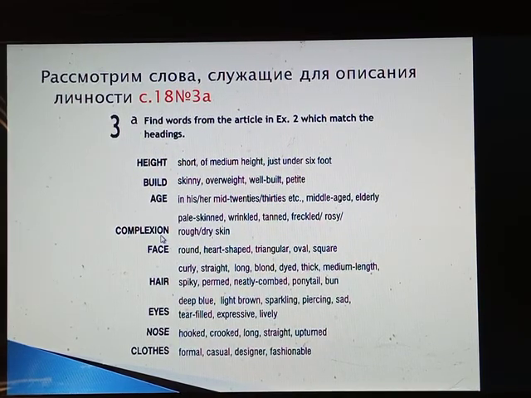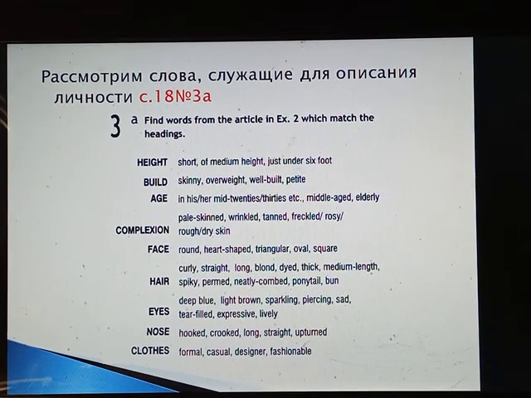Complexion. Don't mix with the Russian word. We speak about face. Pale-skinned, wrinkled, tanned, freckled, rosy, rough, dry skin. As for face, it can be round, heart-shaped, triangular, oval, or square. The hair can be curly, straight, long, blonde, dyed, thick, medium length, spiky, permed, neatly combed, ponytail or bun.